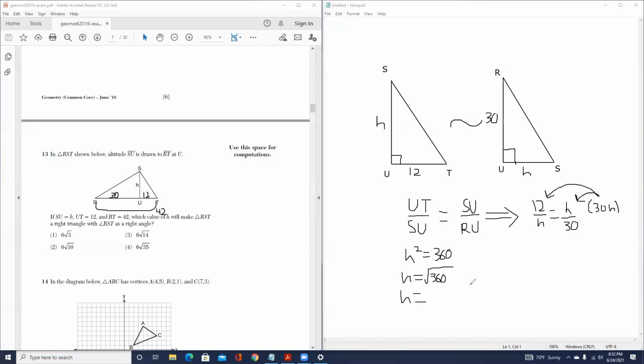A property of square roots is that the square root of a times b equals the square root of a times the square root of b. So doing that, you can separate this into the square root of 36 times the square root of 10. The square root of 36 is a good number to factor out because that's equal to 6. So therefore, we get that h is equal to 6 times the square root of 10. And that makes choice 2 the correct choice.